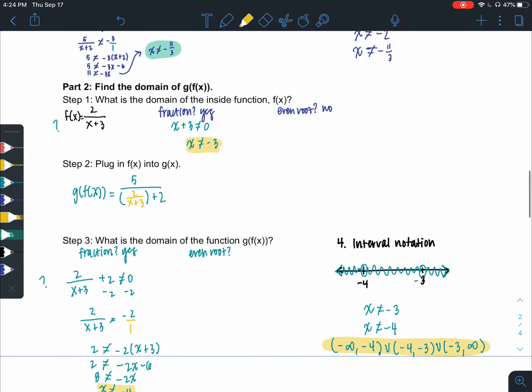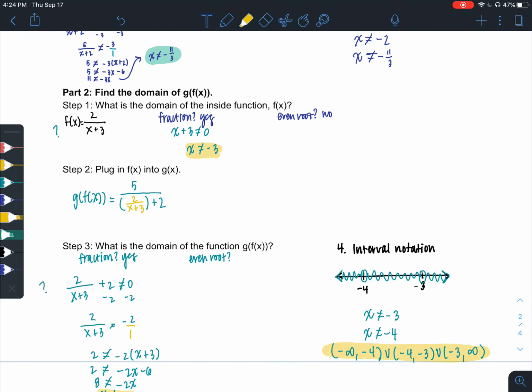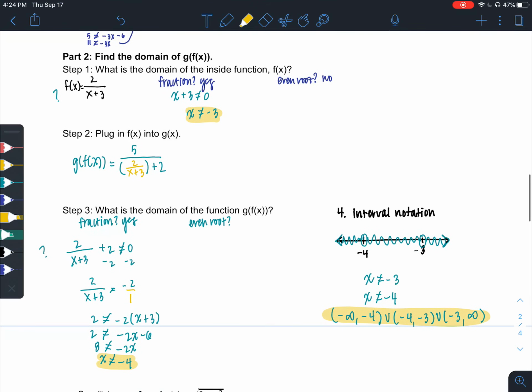All right, so we're going to just stick with one example for the sake of time. If you want to try that next example, I think that'd be a great idea.